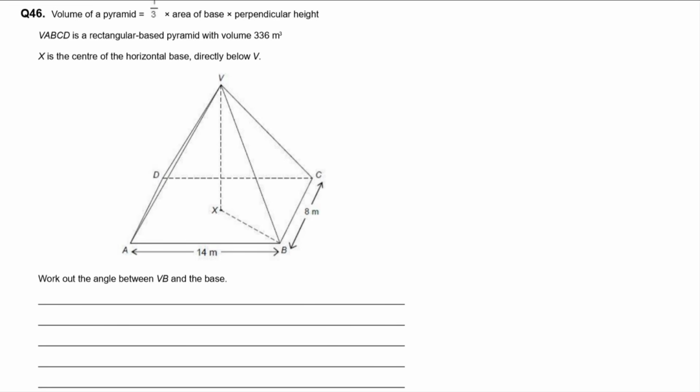VB and the base. So we're looking for this angle here then, aren't we? This angle in this triangle BXV. Now that angle there at X is a right angle. If we want to work out that angle, we're going to need to know at least two things inside this triangle that we don't currently know. Basically we're going to need to find two sides of this shape.